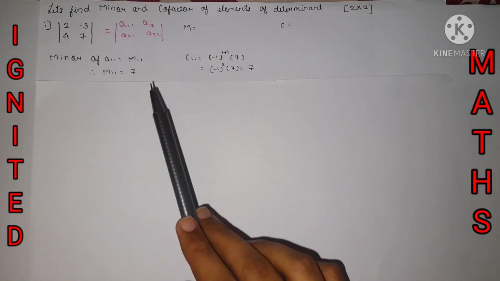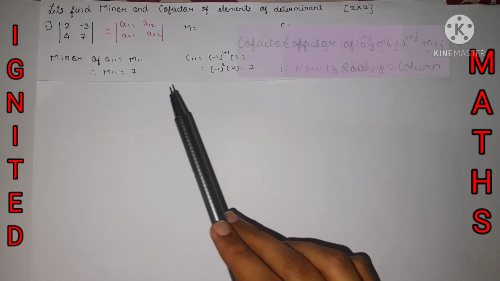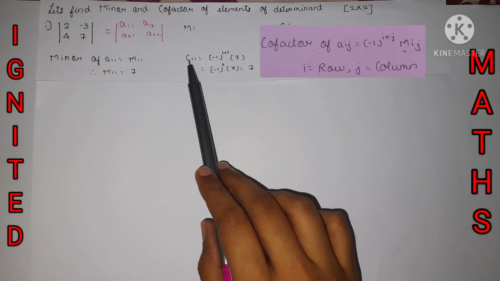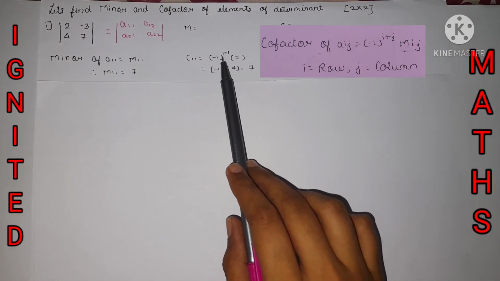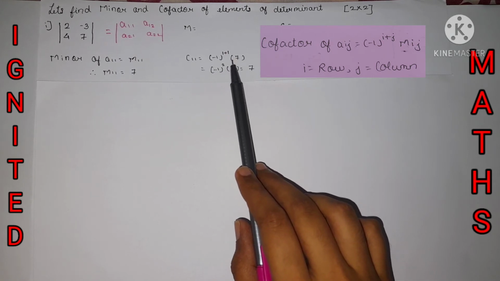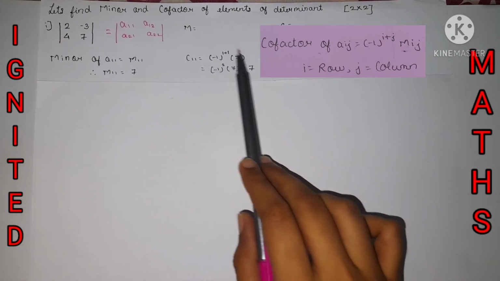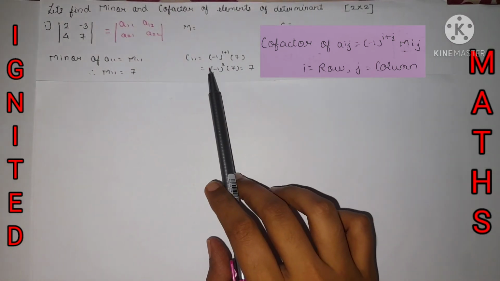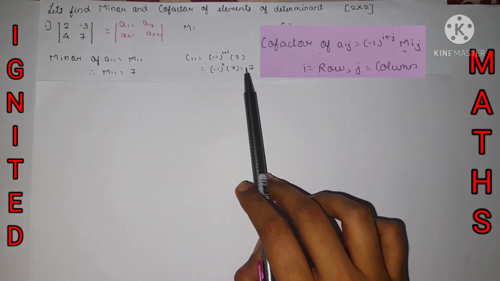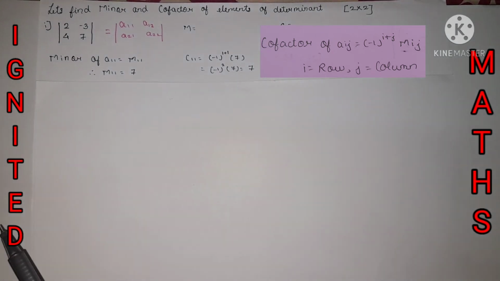Side by side, if we are doing the cofactor also, then it will be easy to do it. C11 element, that is the cofactor of 11 element, is equal to minus 1 raised to 1 plus 1 into M11. So M11 value is 7. This is by the cofactor formula as we have done previously. Minus 1 raised to 2 into 7, that is nothing but 7. We have completed the first element.